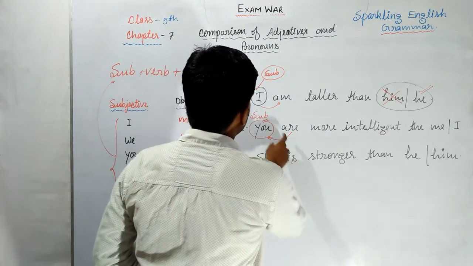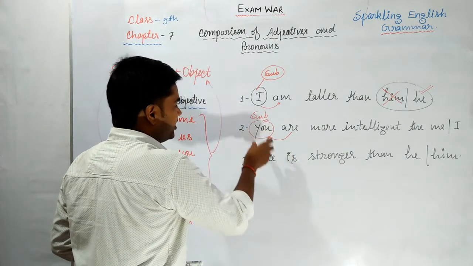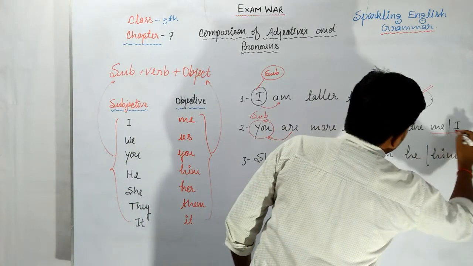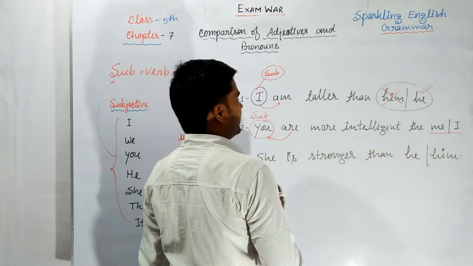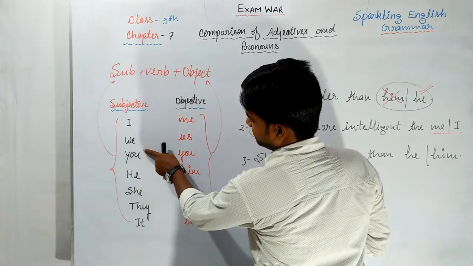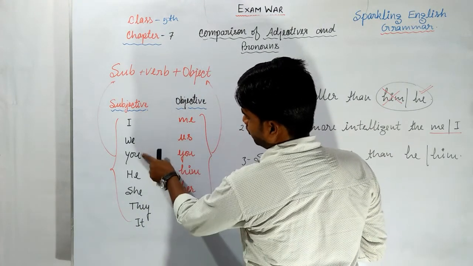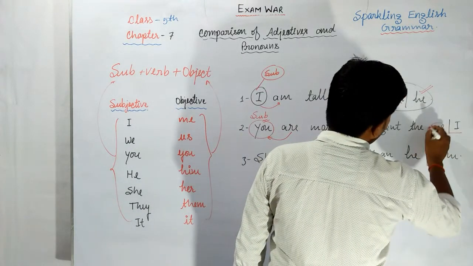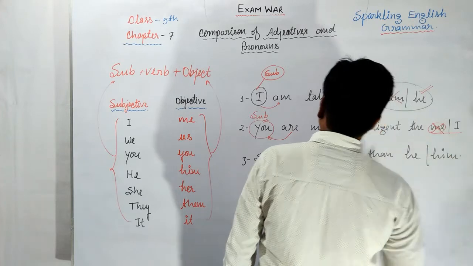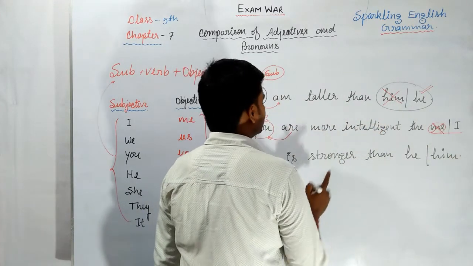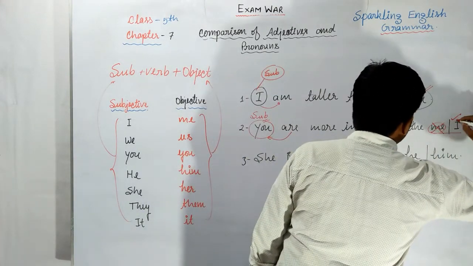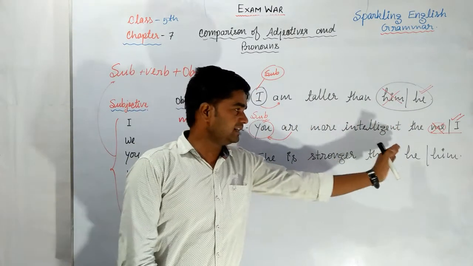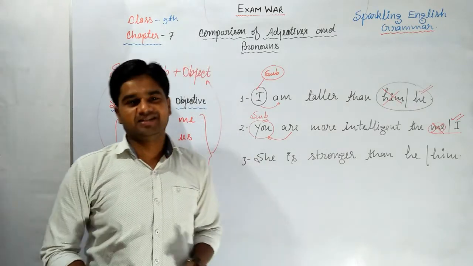So here we are comparing you, that is subjective, with either of these two words, me or I. So dear students, we can compare a subjective pronoun only with a subjective one. So me is objective here. That's why we cannot compare you with me. So we have to write I. You are more intelligent than I. It will be the right answer.